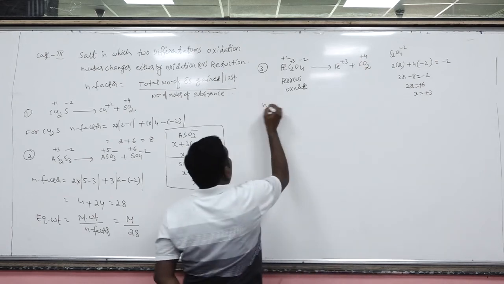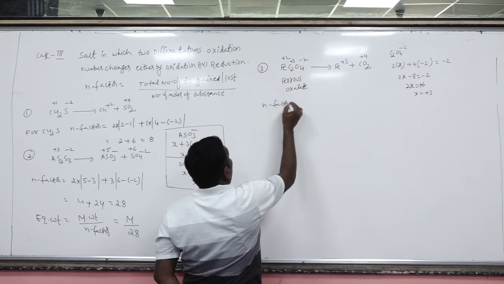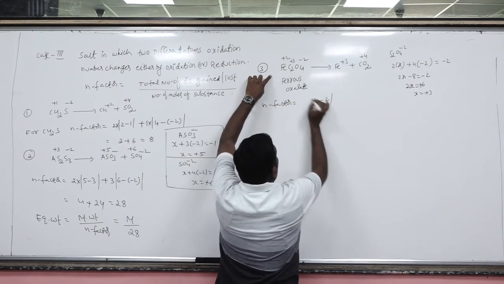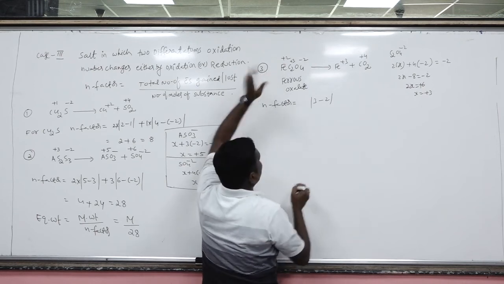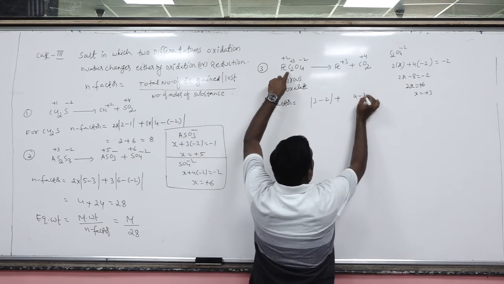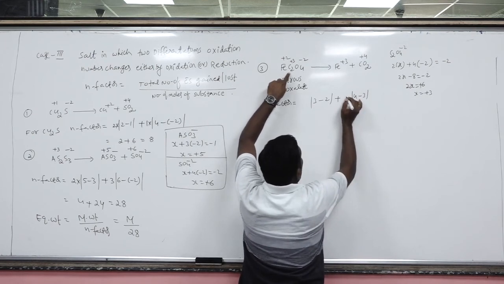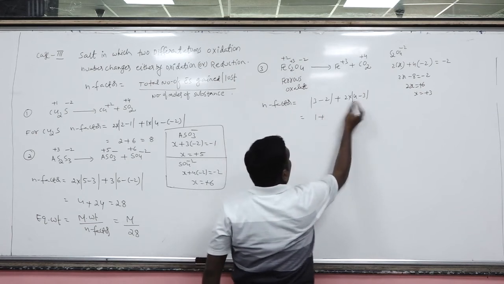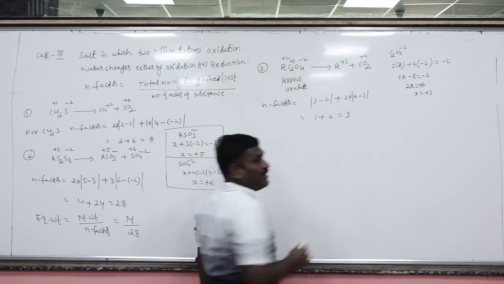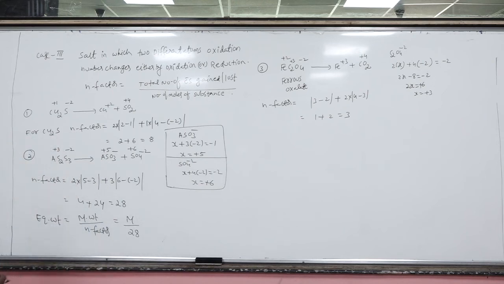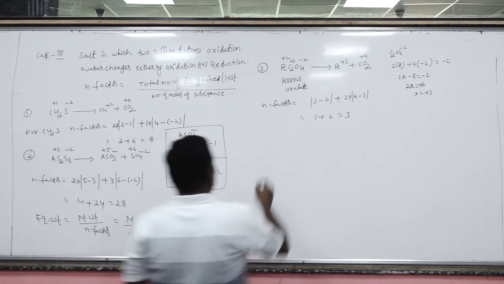Now what is the N factor here? Iron oxidation number changes 3 minus 2, number of iron atoms only 1, plus. Now come to carbon. Oxidation number changes 4 minus 3, and the number of carbon atoms will be 2. So 3 minus 2 will be 1, so it will be 2. So total N factor 1 plus 2 is equal to 3. So this is the third example. Okay, now come to the fourth example.